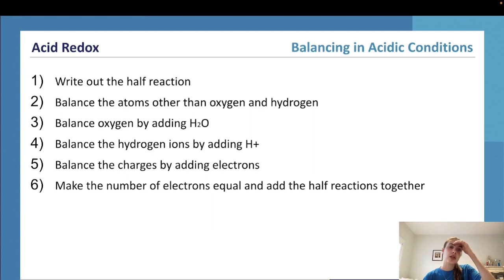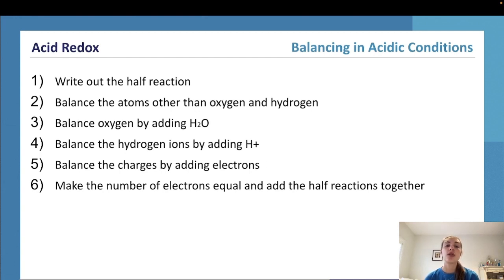So the first thing you need to do is write out the half reactions for each of the parts, so the oxidation and the reduction reactions. Same as you would always do for these. And then the next thing you need to do is balance for all atoms other than oxygen and hydrogen. So that's just your typical normal balancing, the type of chemical reaction balancing you did in grade 10 and grade 11, and balance for all atoms other than oxygen and hydrogen.